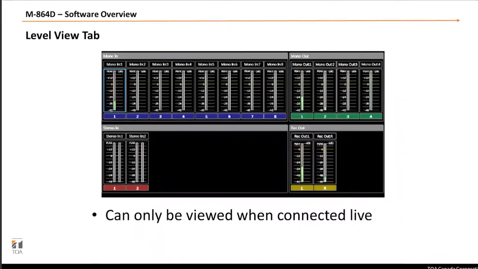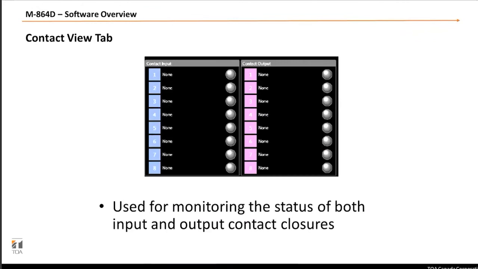And obviously there's a level view tab, and you can monitor all of your levels from one snapshot there: all the inputs, all the stereo inputs, the mono out and the record out levels. So obviously this will be working only if it's connected live to the mixer. Contact view tab. So basically, that's only to show the activity that will be happening on the control inputs and the control outputs of the device.